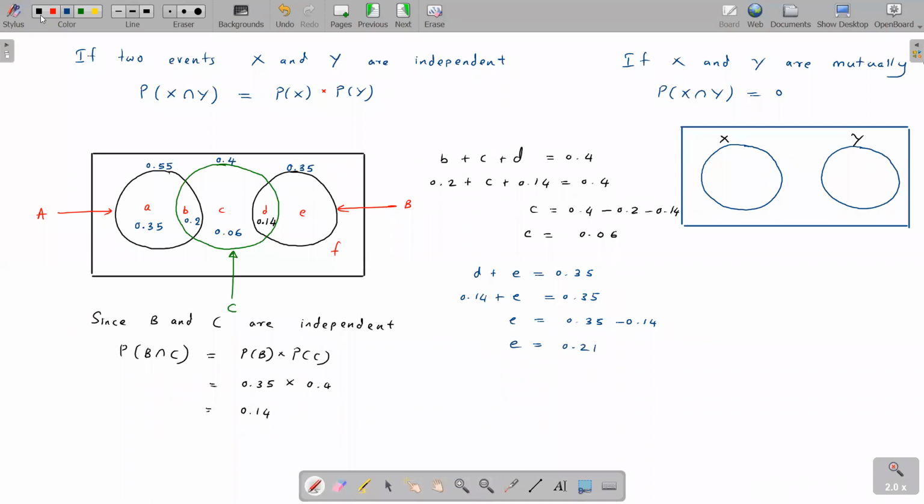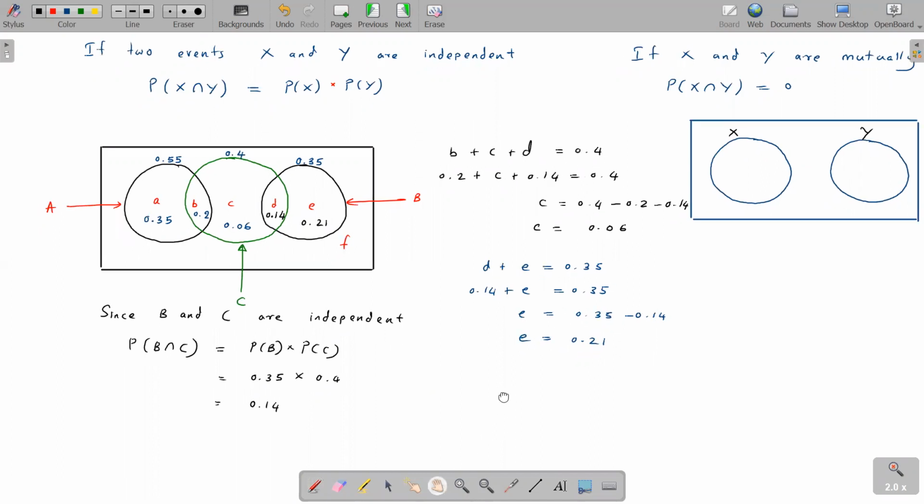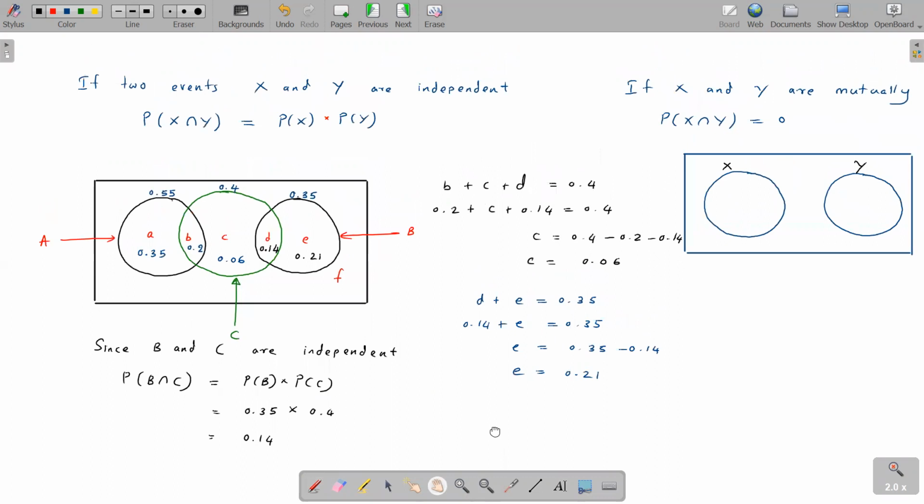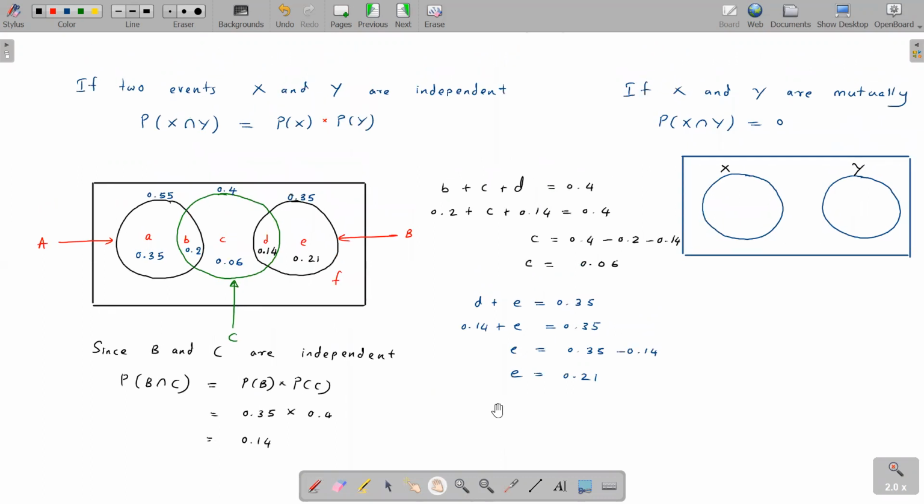0.21. Okay. So this is 0.21. Guys, can you see how you fill the Venn diagram? This is extremely important that you understand and you are capable of doing a sum of this capacity. This is just the basic part where you need to read the question and, from all the information given, identify the individual probabilities of all the regions.